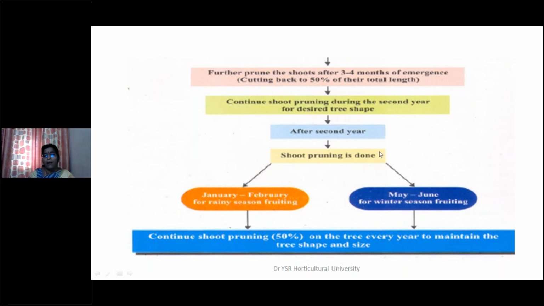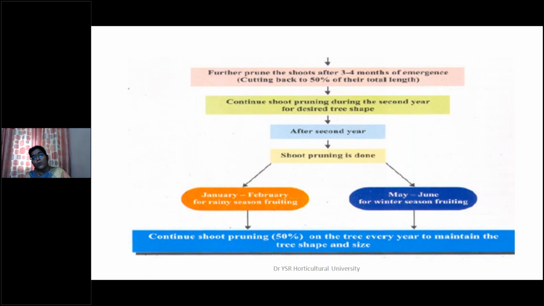We know that in guava, based on the market demand, the grower can change the shoot pruning time to get fruits in the season he wants. If a farmer wants to harvest fruits during the rainy season, then he has to do shoot pruning in January, February. If a farmer wants to harvest his fruits in the winter season, then he has to prune in May and June. Especially the winter season fruits are of very good quality, and you will get a remunerative price. So a farmer can go for shoot pruning in May and June.